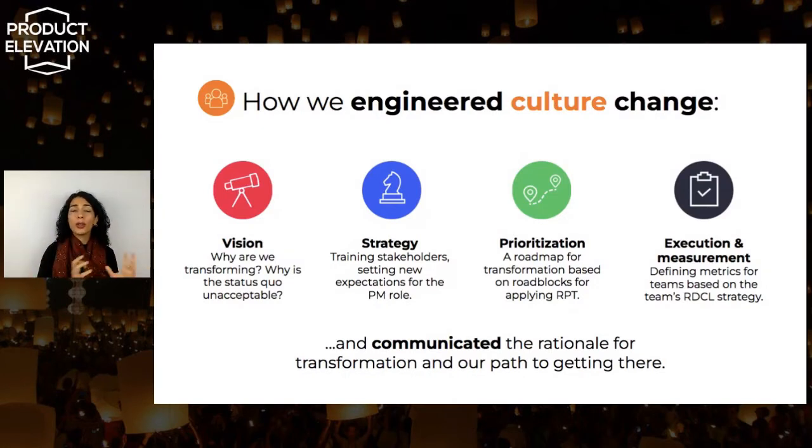We had to start with a really clear vision. Why are we transforming? Why is the status quo really not working? We then had to build a strategy for how we are going to bring about this change systematically. There were so many stakeholders within the organization, all the way from sales and marketing to engineering. We had to create change all the way from the top by getting everyone to see the role of product management and why we needed this product led transformation.